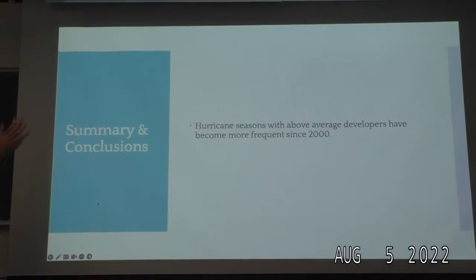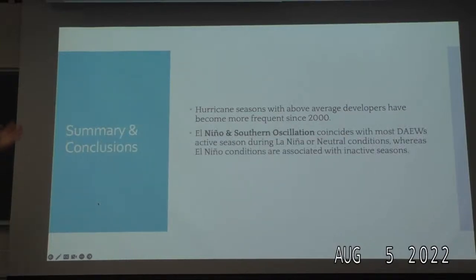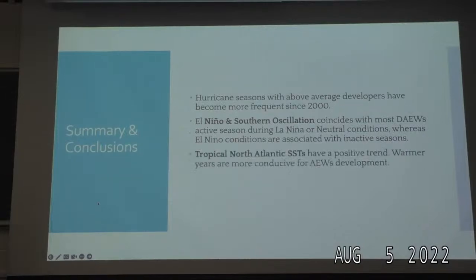For the summary and conclusions, hurricane seasons with above average developers have become more frequent since 2000. The El Niño Southern Oscillation coincides with most developer-active seasons during La Niña or neutral conditions, whereas El Niño conditions trigger inactive seasons in terms of developers. For the tropical North Atlantic SSTs, there is a positive trend: warmer years are more conducive for African easterly wave development.